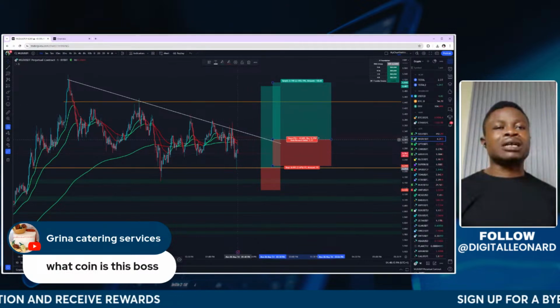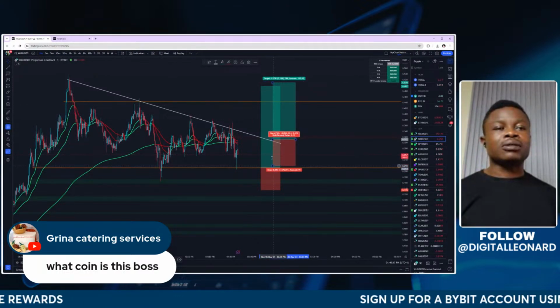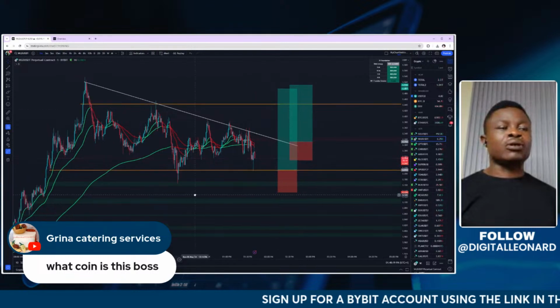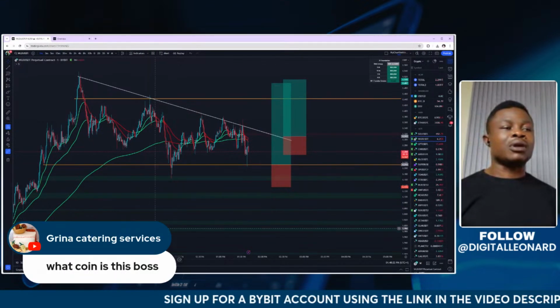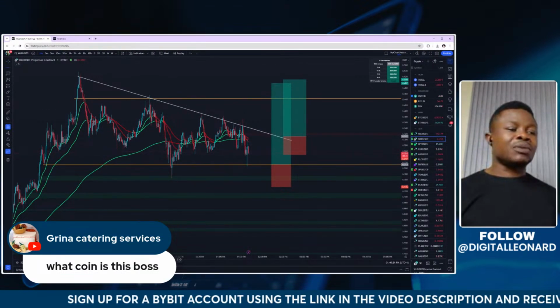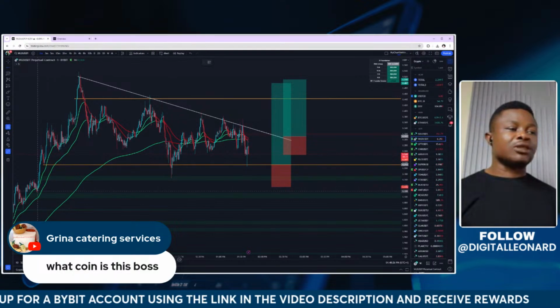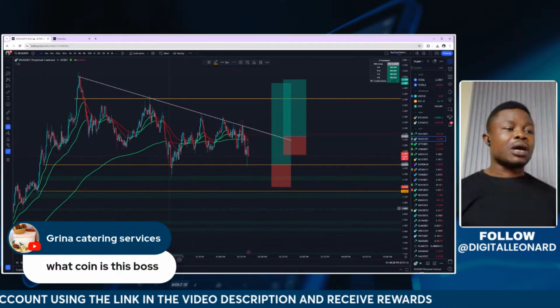All of these things are done on the 1 minute time frame, guys. There are no doubts about this. But there is a possibility of us breaking to the upside from here, and we'll start moving up.